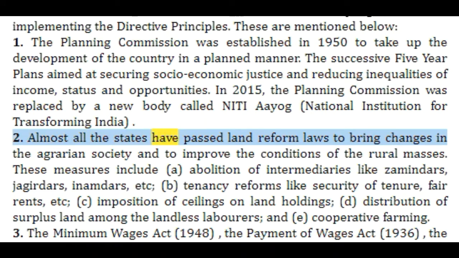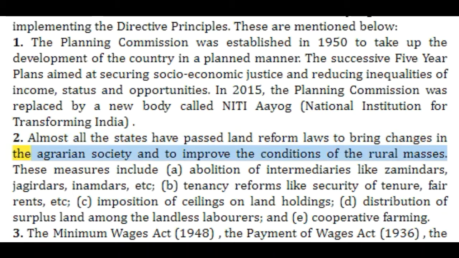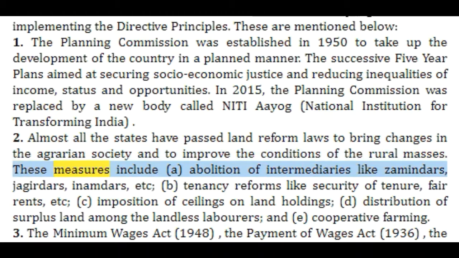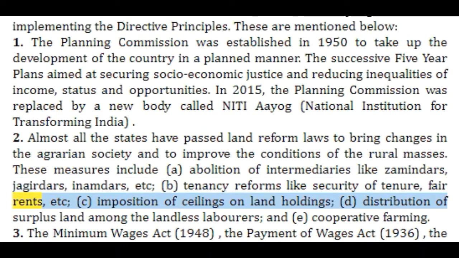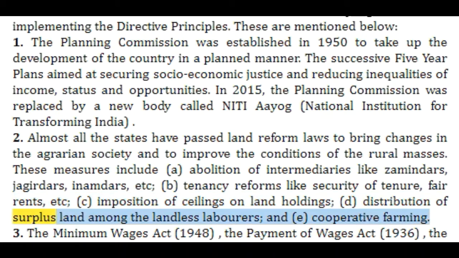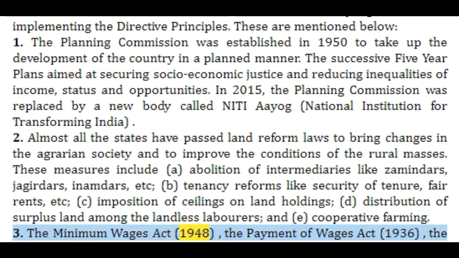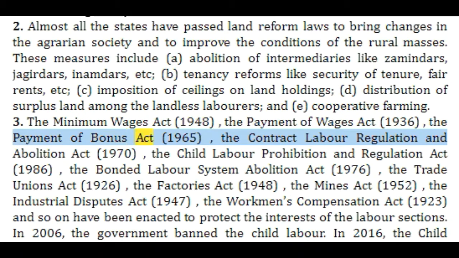2. Almost all the states have passed land reform laws to bring changes in the agrarian society and to improve the conditions of the rural masses. These measures include: a. Abolition of intermediaries like zamindars, jagirdars, inamdars, etc. b. Tenancy reforms like security of tenure, fair rents, etc. c. Imposition of ceilings on land holdings. d. Distribution of surplus land among the landless laborers, and e. Cooperative farming.